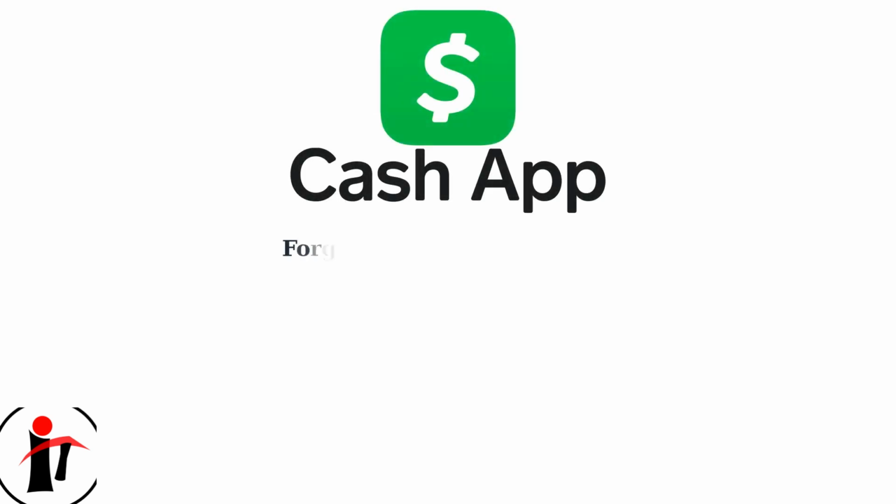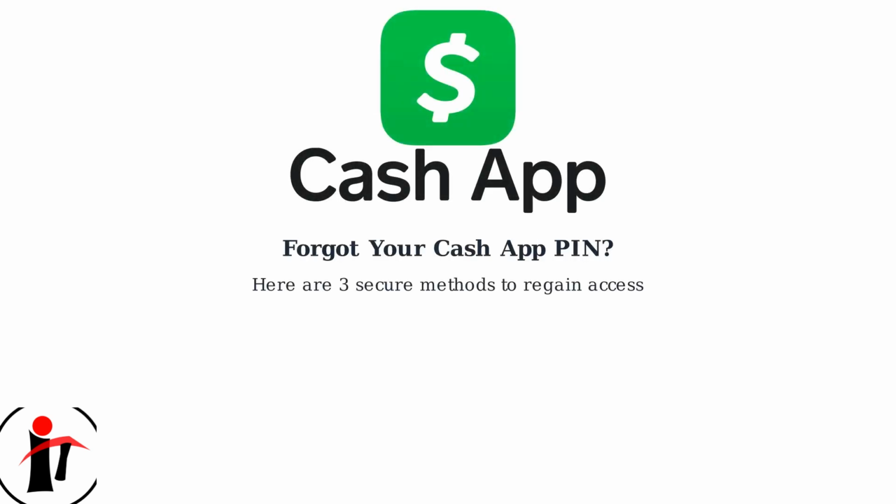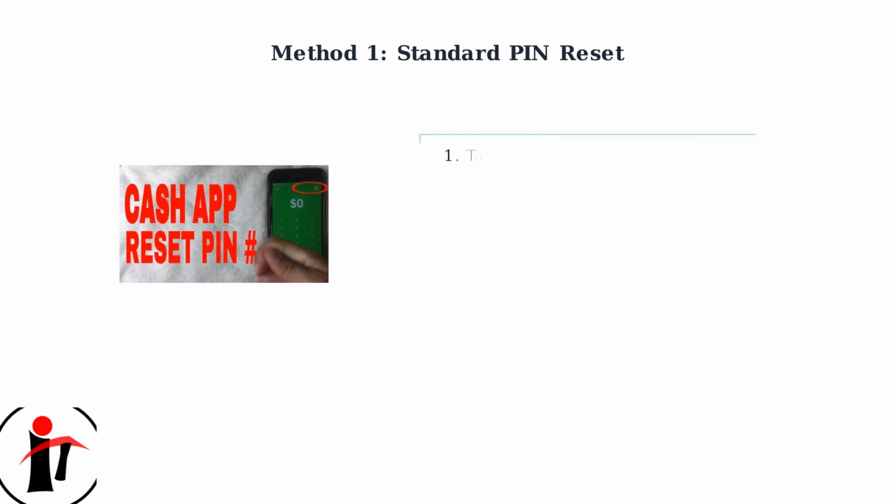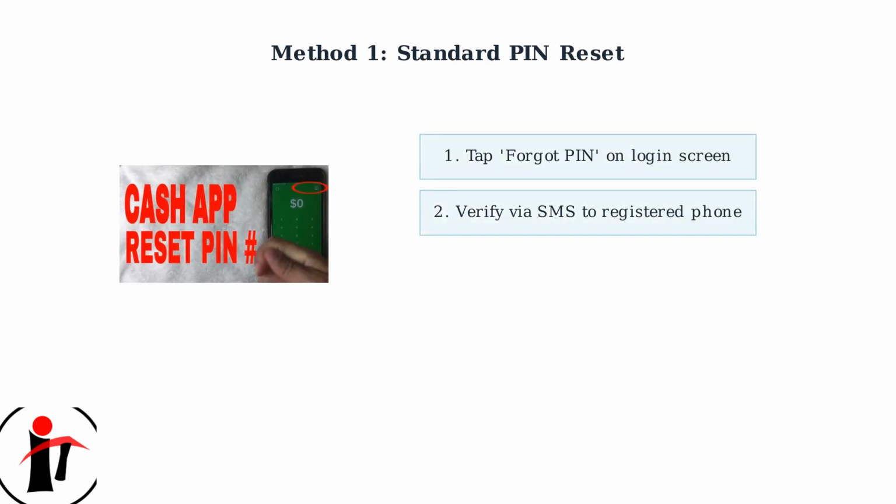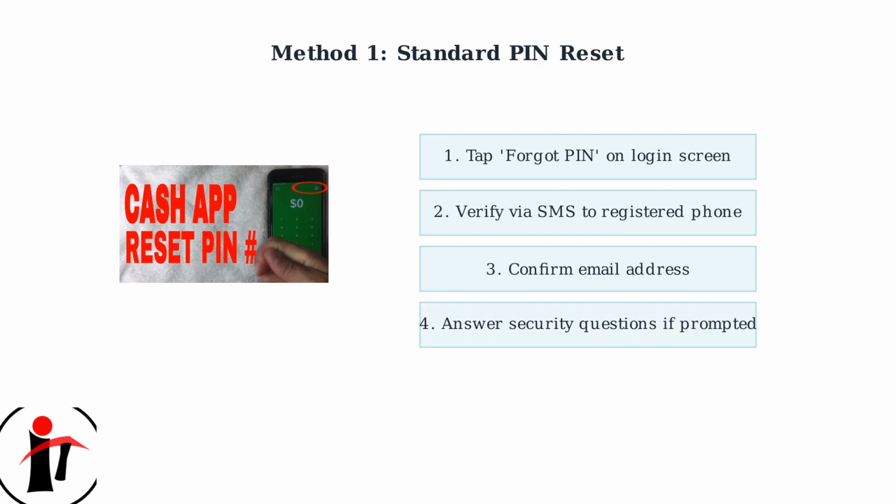Forgot your Cash App PIN? Don't worry, Cash App offers several secure methods to help you regain access to your account quickly and safely. The first method is the standard PIN reset through the Cash App interface. Start by tapping the Forgot PIN button on the login screen. Then verify your identity through your registered phone number via SMS and email address.